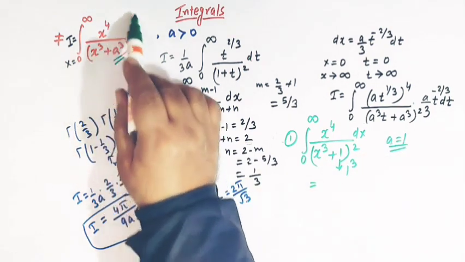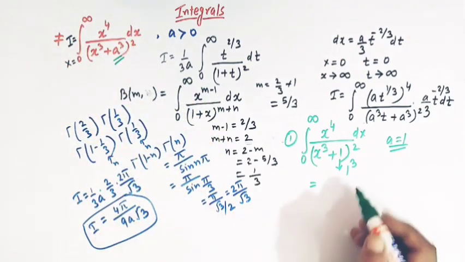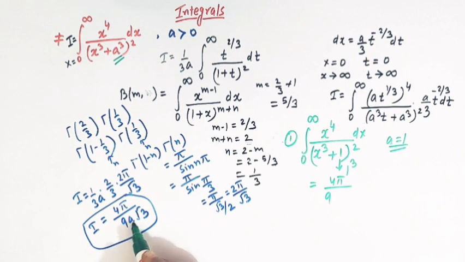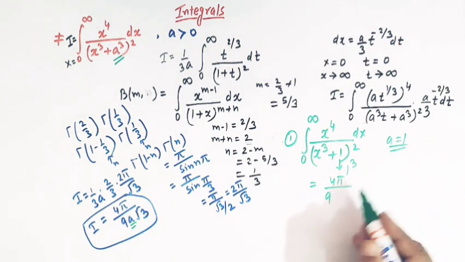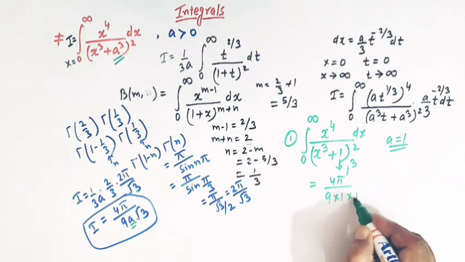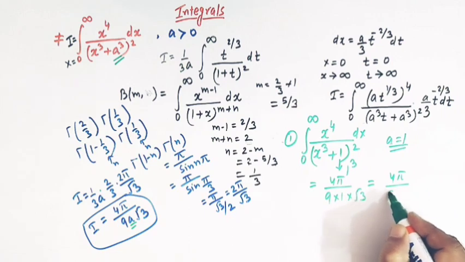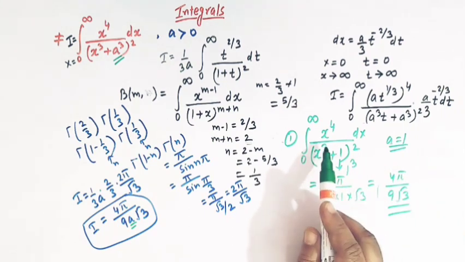So the value of this integral is given by 4 pi divided by 9 times a times square root of 3. So taking a equal to 1, we have 1 times square root of 3. So this is 4 pi divided by 9 root 3. So this is the value of this integral.